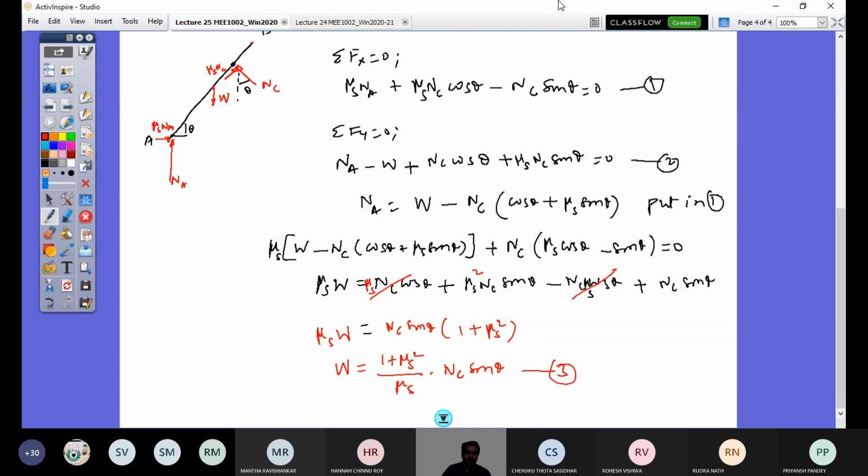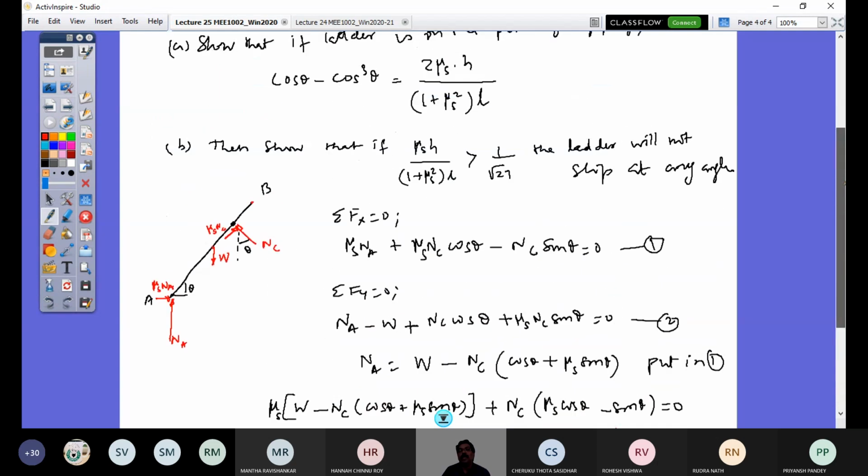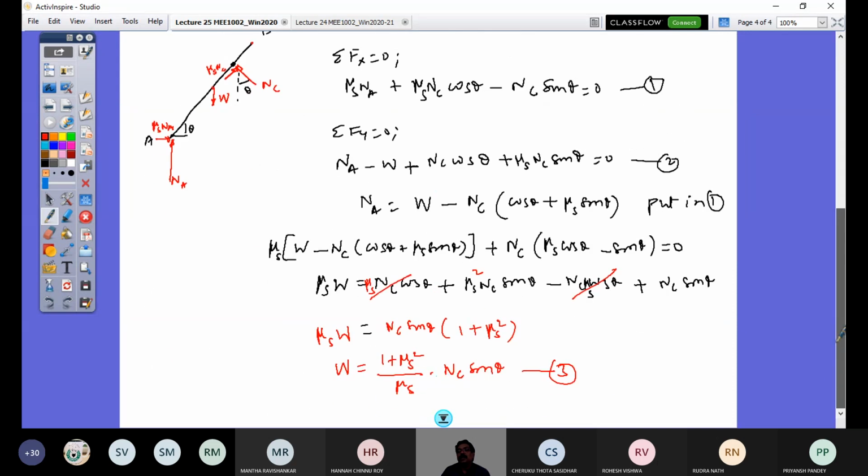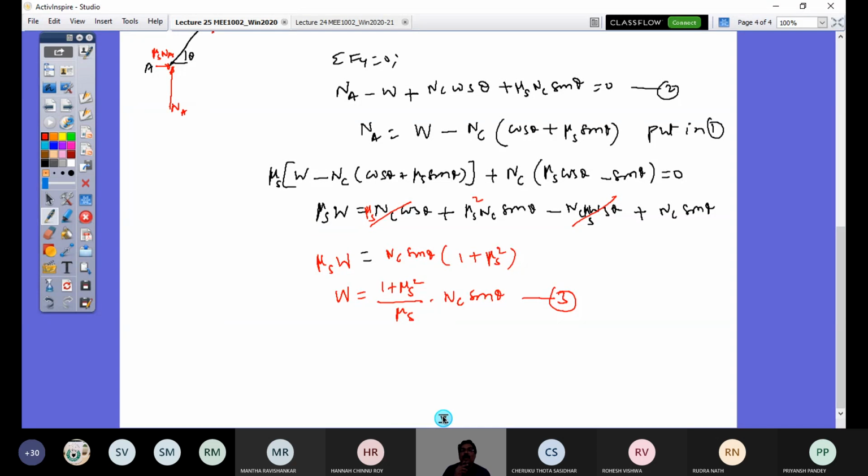Now again I can get an expression for W, but we have to eliminate it in this. If you look at it, it is only a geometrical parameter. In this problem, you are proving a trigonometric relation in terms of surface characteristics and the geometry of your system, the height of the wall and the ladder length. So there is no force in this expression. I have to eliminate that force. That is my intention. I have to eliminate W and NC. So how do I do that?